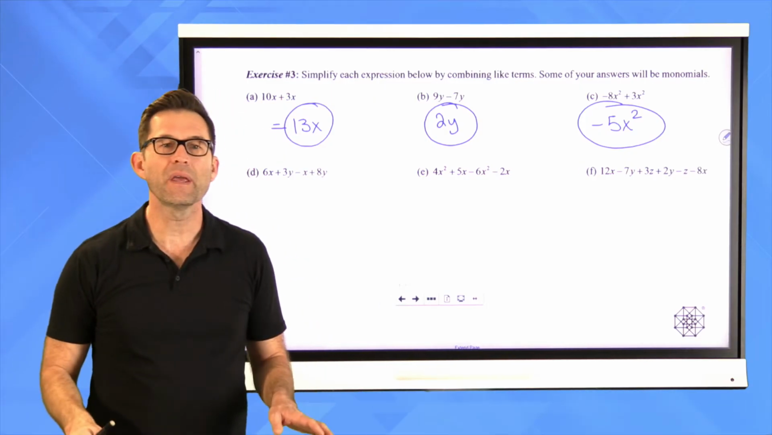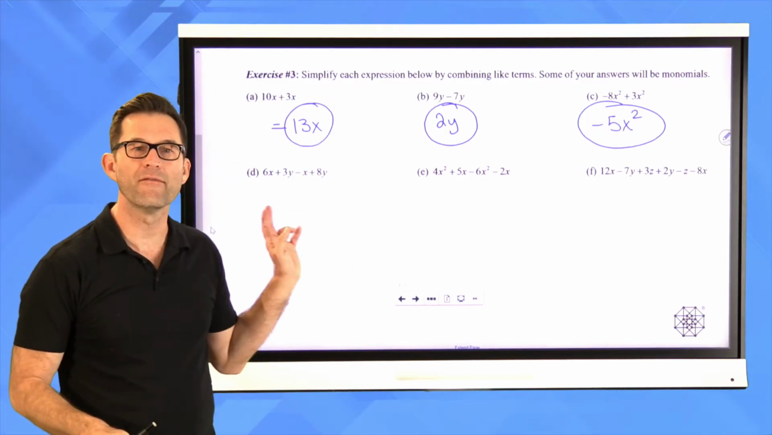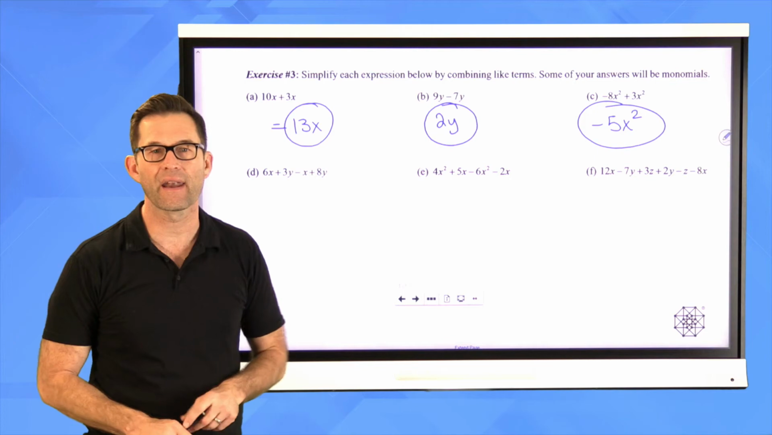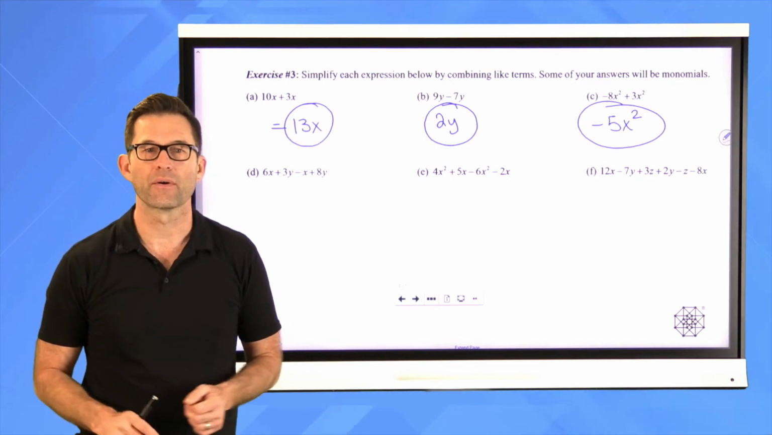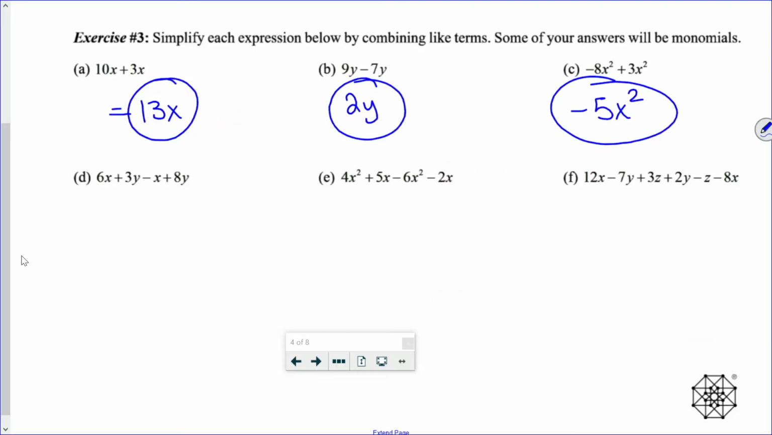Obviously, our life becomes more complicated when we have more than just two things being added or subtracted together. So let's take a look at D together. All right? In D, we have 6x plus 3y minus x plus 8y. I can use the commutative and associative properties to rewrite this expression as follows. Now, the x terms, those are like terms, and the y's, those are like terms, so I can combine them.